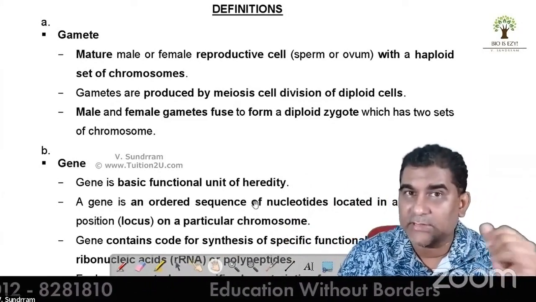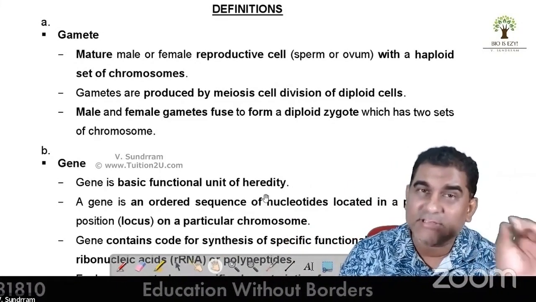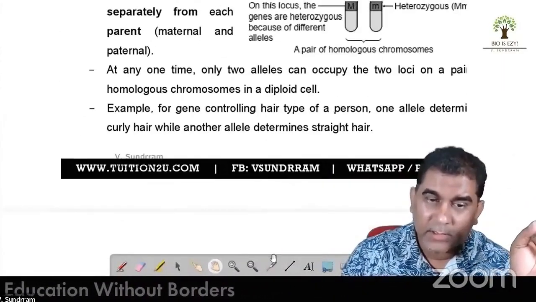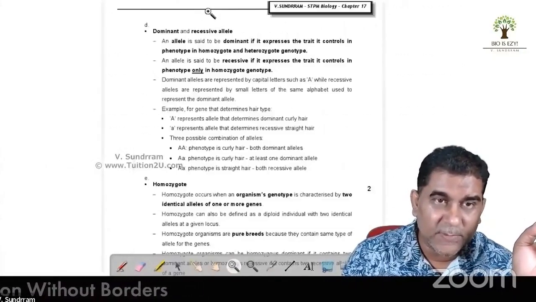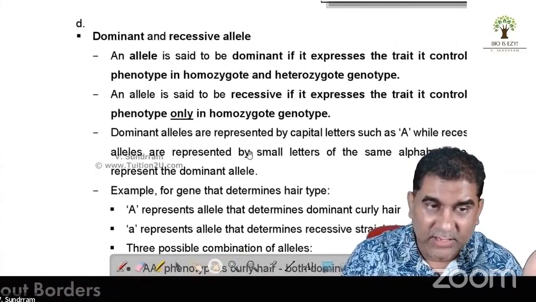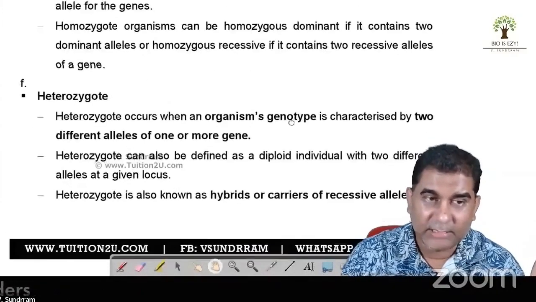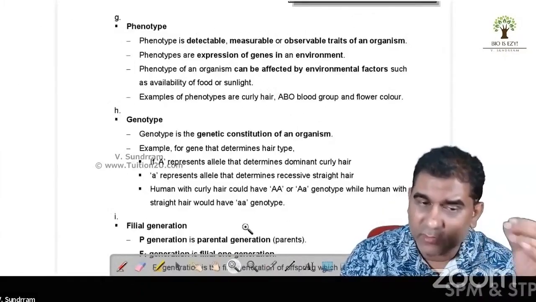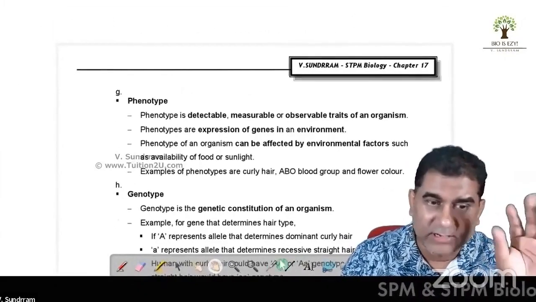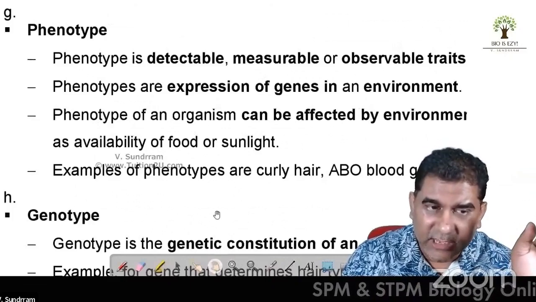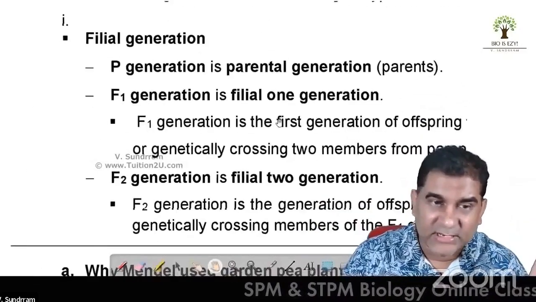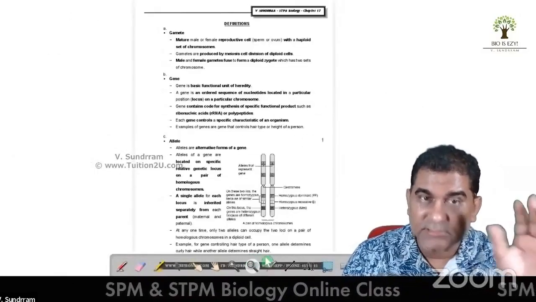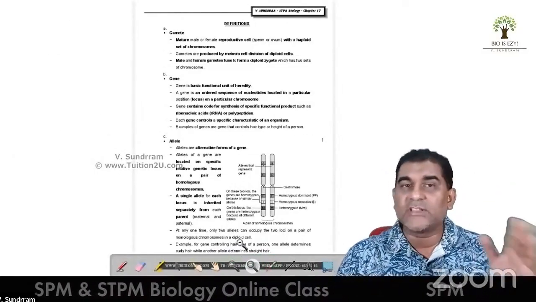So I repeat, throughout this chapter, there are a lot of terms that you need to use. Gamete, gene, allele. On the next page, we have dominant allele, recessive allele. We have homozygote, heterozygote. You have seen all of this in your Form 5, but I have to refresh your memory in terms of the meaning of all of this. Phenotype, genotype, filial generation, and also parental generation. So there are a lot of terms that you need to know.